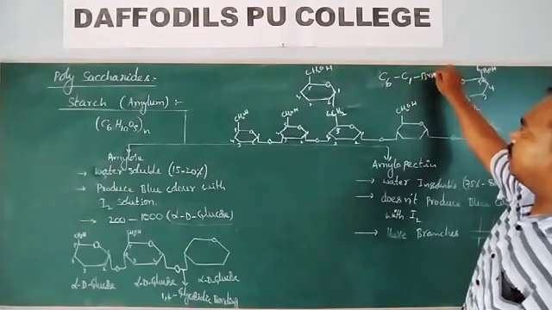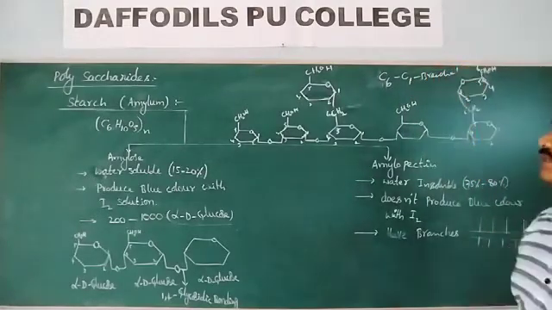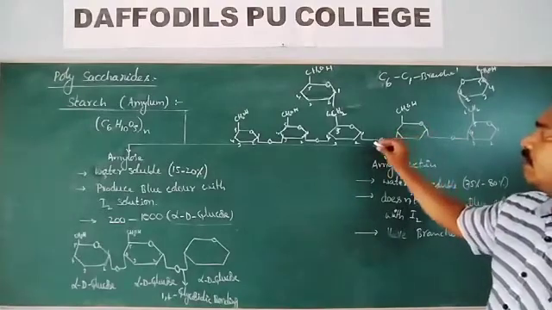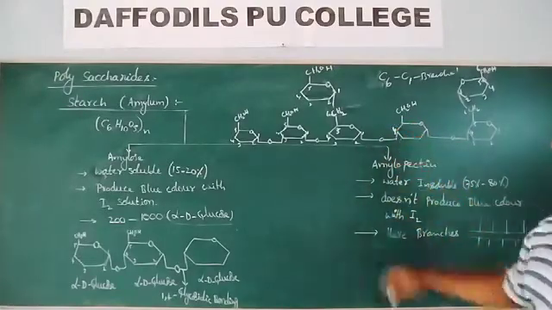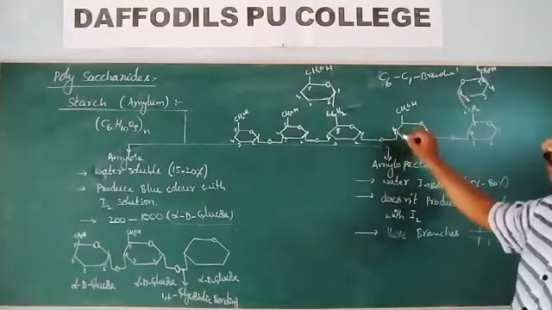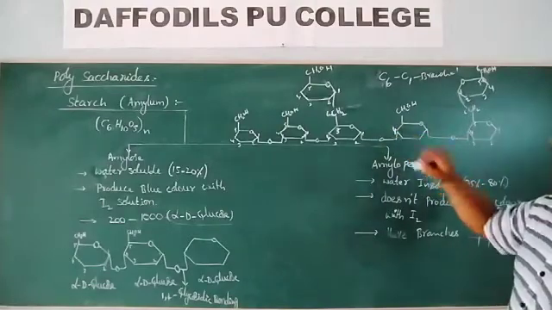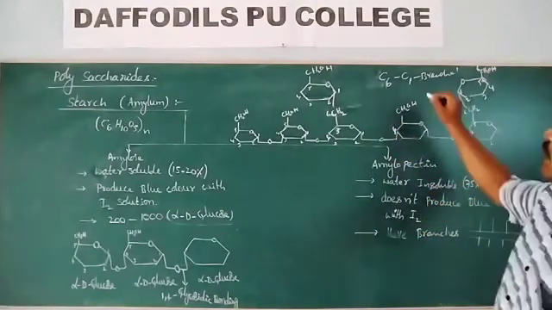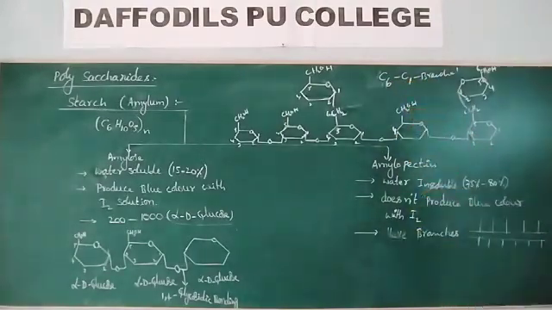C1 branch chains are present, branch linkages are present. 1,4 glycosidic bondings are present in the case of amylopectin. So in amylopectin, 1,4 glycosidic bondings are present, and 1,6 branch chains are present.